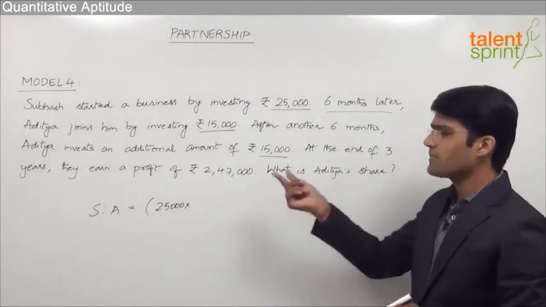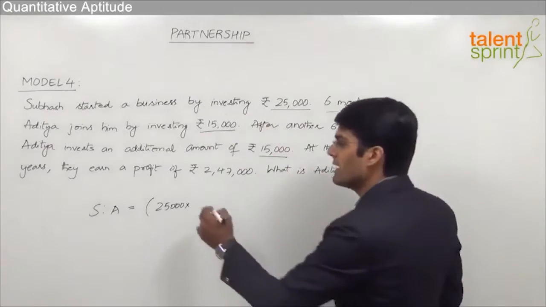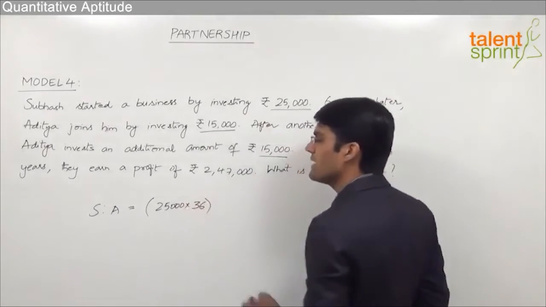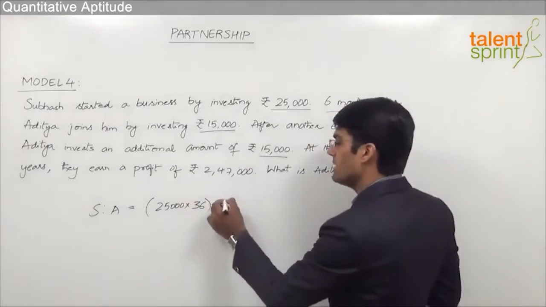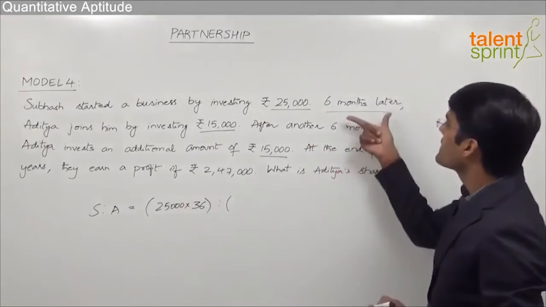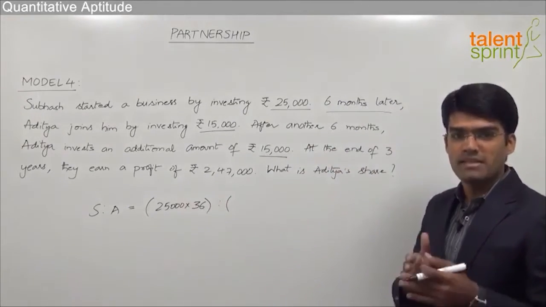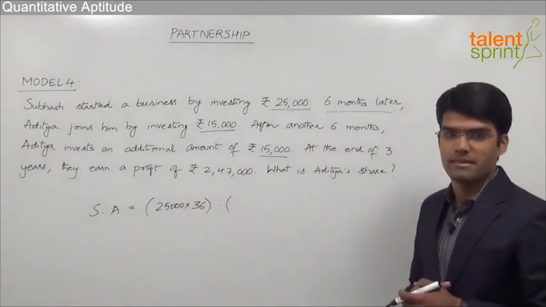So very clearly he was present for all the 3 years, which is nothing but 36 months. So this is the total investment into time for Subhash. And when it comes to Aditya, as we can see here, he has joined 6 months later. That means he was not present for the first 6 months.